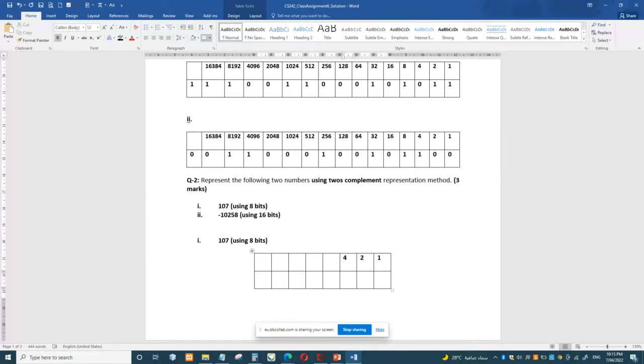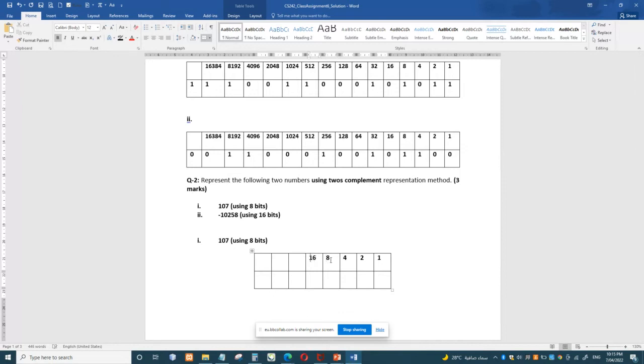Okay, so the first position value is 1, second position value is 2, third position value is 4. Third means basically 2 to the power 2 is 4. Our positions start from 0. This is the 0th position, so 2 to the power 0 is 1. This is position 1, 2 to the power 1 is 2. This is position 2, 2 to the power 2 is 4. This is position number 3, that is 2 to the power 3 equal to 8.